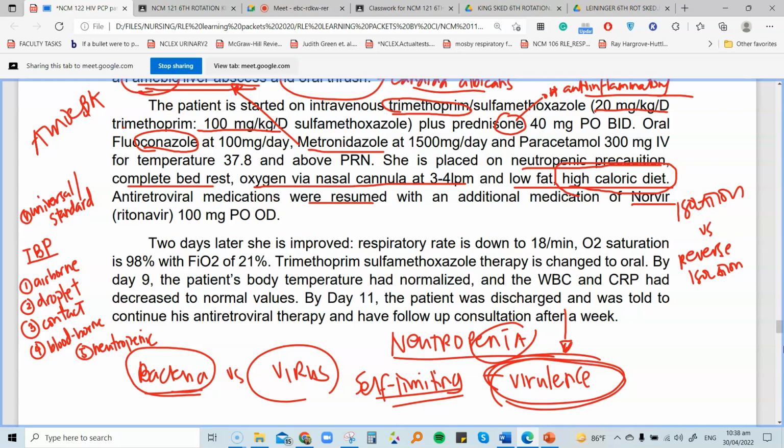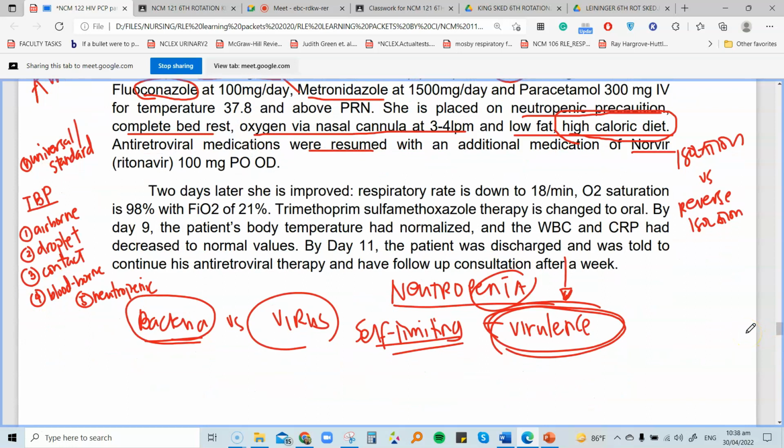Let me continue. 2 days later, she is improved. Okay. Respiratory rate is down to 18 drops per minute. Oxygen saturation is at 98 with an FiO2 of 21. Kasi, if you're going to have your FiO2, technically, more or less is going to be dependent also on your oxygen saturation. FiO2, a fraction of inspired oxygen 21 is okay if you have oxygen saturation of 98. FiO2 must be at 100% if your oxygen saturation is actually decreased or desaturated to around 40s.